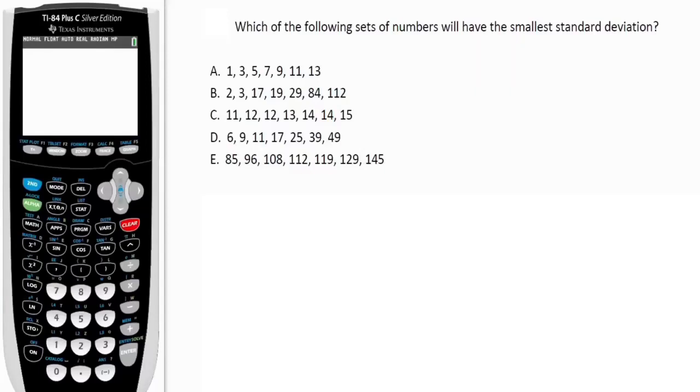In this video, we're going to learn how to solve this ACT math question easily and fast using the TI-84 Plus scientific calculator. The question says, which of the following sets of numbers will have the smallest standard deviation? These are the options.